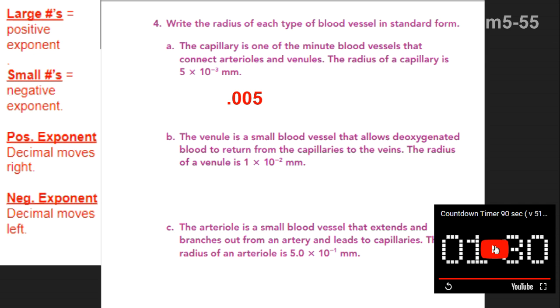Okay, now that our time is up, we're going to partner share. Partner number 1, you're going to share your answer for B and an explanation of how you got it. Partner number 2, you're going to share your answer for C and an explanation of how you got that one. Go.